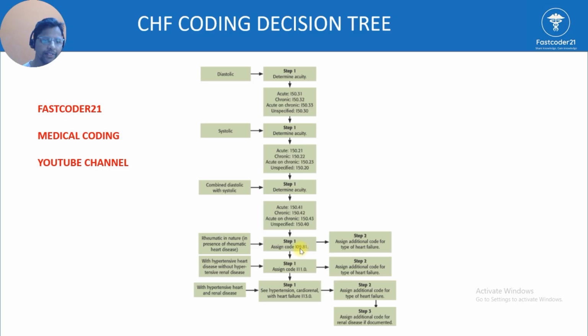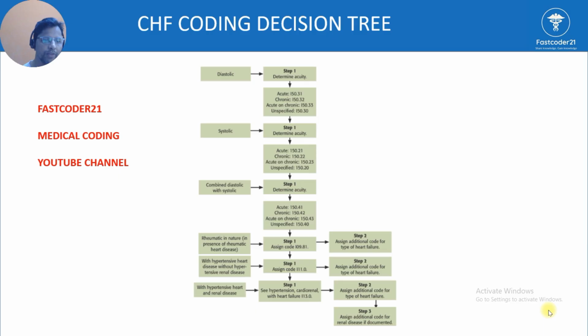So next we need to check for step 1, assign code. For example, in the operative report or documentation, if we see heart failure in rheumatic heart disease, at that time we need to use I09.81, and in step 2 we need to code the type of heart failure, whether it is diastolic, systolic, or combined systolic and diastolic.